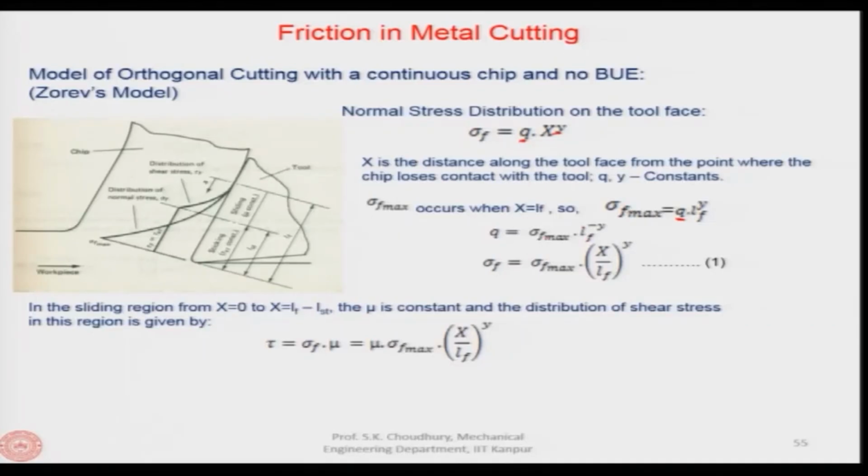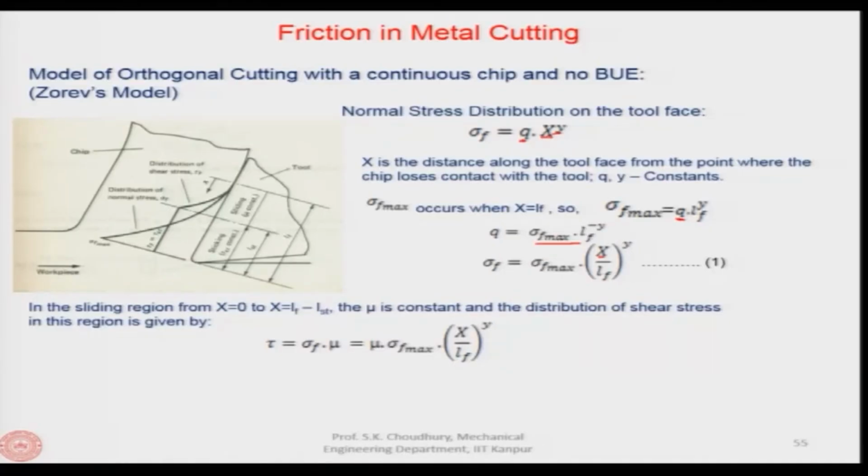From here we can find out the sigma f, okay, here we are putting the value of the constant q, so it will be sigma f max times x divided by LF to the power y. In this we are simply putting the value of x, and this x is here, and the q value we are putting here. So, ultimately what we are getting is sigma f is equal to sigma f maximum times LF to the power minus y, and x is remaining here.